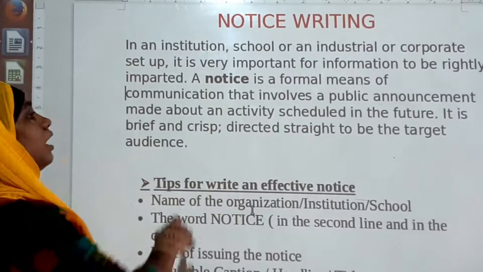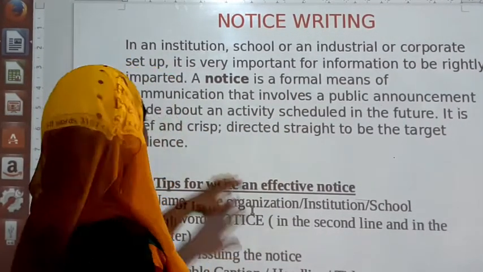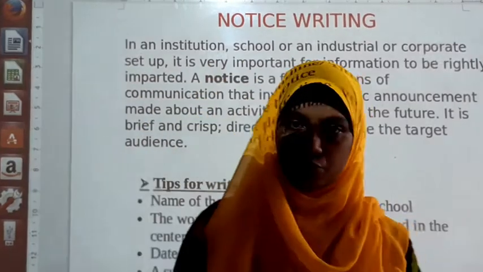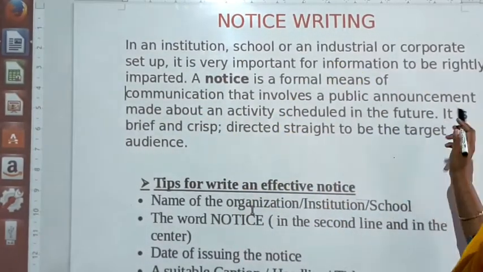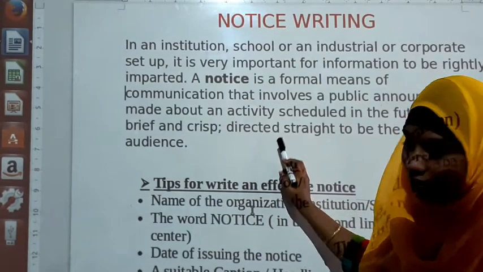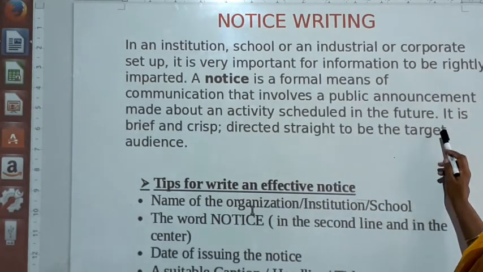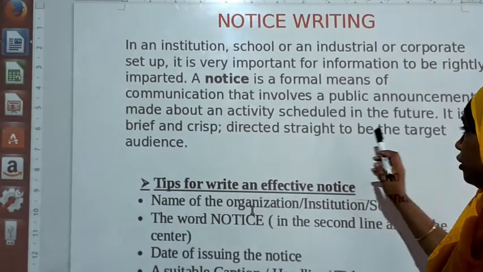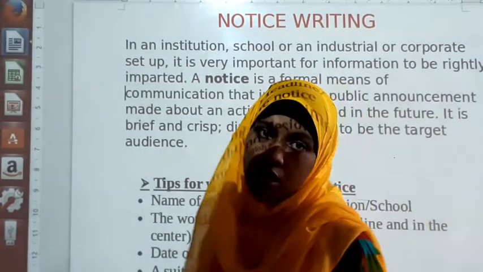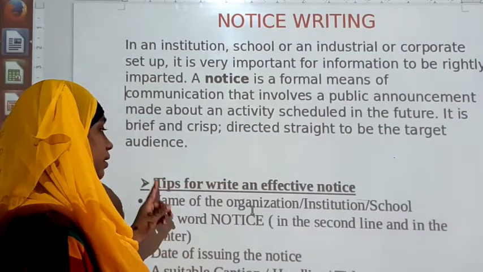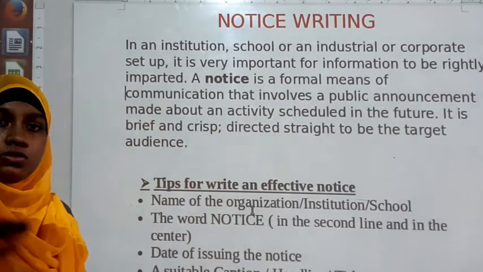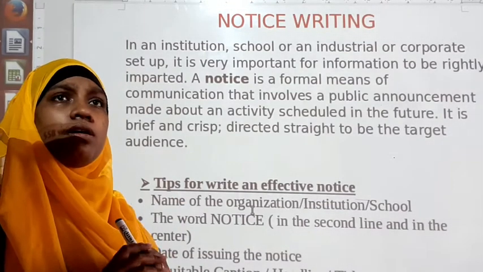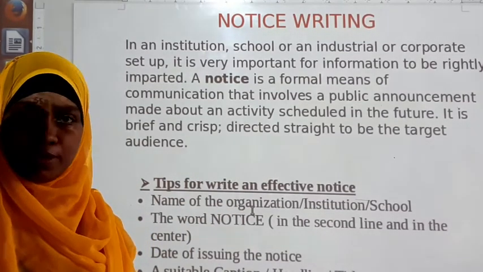So here, a notice is a formal means of communication that involves a public announcement made about an activity scheduled in the future. It is brief and crisp, directed straight to the target audience. You can see it is targeted to the audience straight. The audience can be many, like hundreds of people.